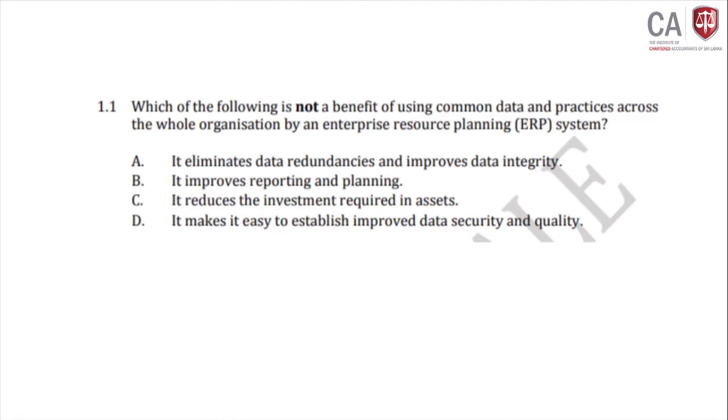If you look at options A, B, D, those 3 are straightly linked to benefits of using common data and practices across the whole organization in an ERP system. Option C is slightly different, though it's a benefit of ERP system. It's less linked to data and practices. Therefore, we will select C as the answer. All are correct, so the less related one out of these 4 would be C. That's the reason we are selecting C as not a benefit of using common data and practices across the whole organization. So, we emphasize the term common data and practices here.